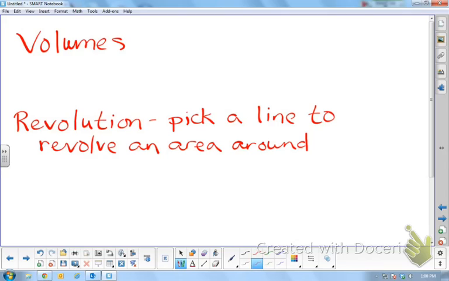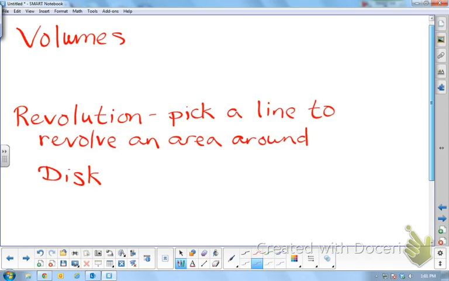Does anyone remember the name of the two methods? Shells. Shell was one, disk was the other. So disk was based off of circles. Think, disk, circle. What's the area of a circle? Pi r squared. That's exactly the formula for the disk method.